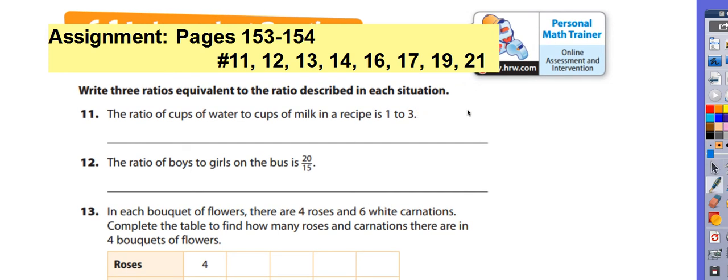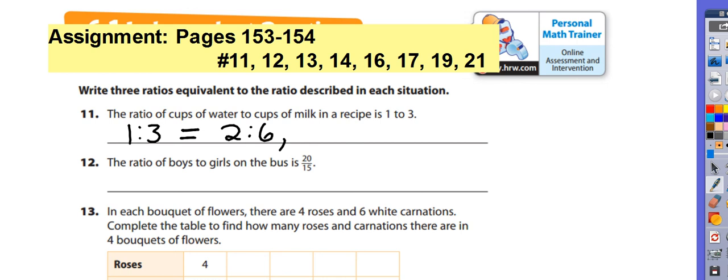And the directions read, write 3 ratios equivalent to the ratio described in each situation. So for number 11, the ratio given to you is the ratio of cups of water to cups of milk in a recipe is 1 to 3. So if you wrote that as 1 to 3, we have to find 3 equivalent ratios. Now these are the ones that we could just take the original ratio 1 to 3 and just double each of those terms. And so you'd get 2 to 6. So that can be your first answer. And you have to come up with 2 more.